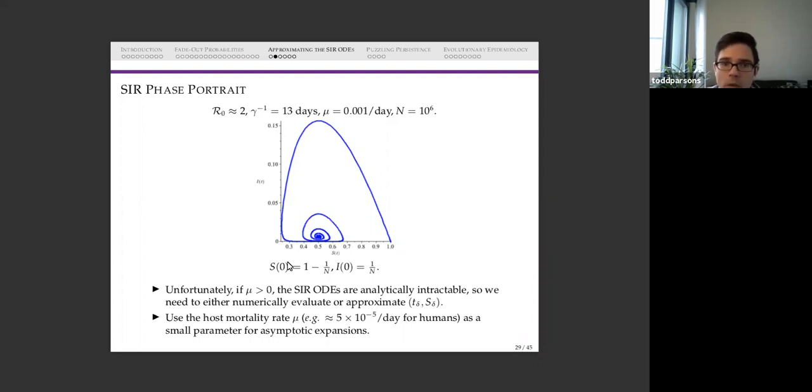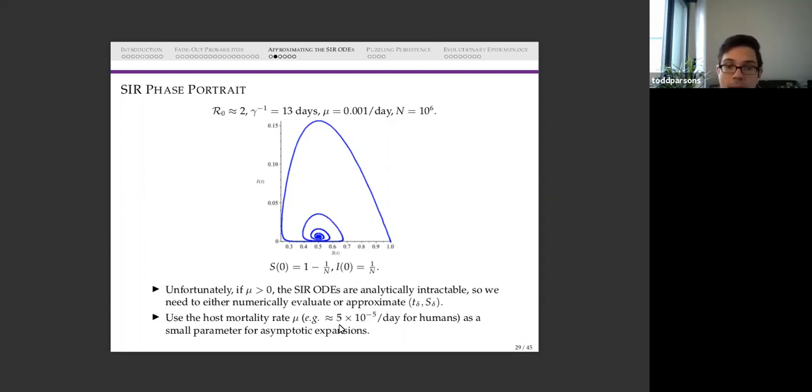What I need to do is have a small parameter. Now, N is my parameter for my stochastic analysis; one on N is my small parameter for stochastic analysis. I need a small parameter for my deterministic analysis, and for that, I'm going to use the mortality rate of hosts. People have an extremely low mortality rate. Computed per year, the death rate in humans is about 0.02.